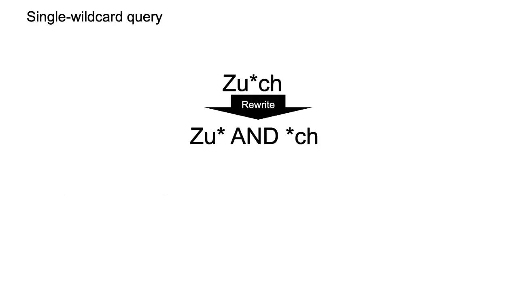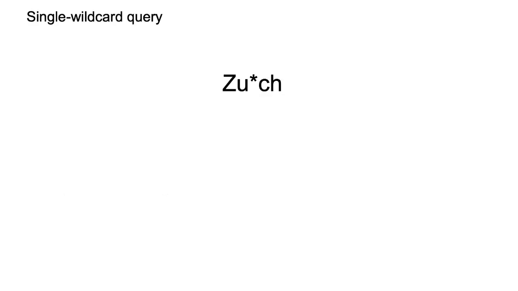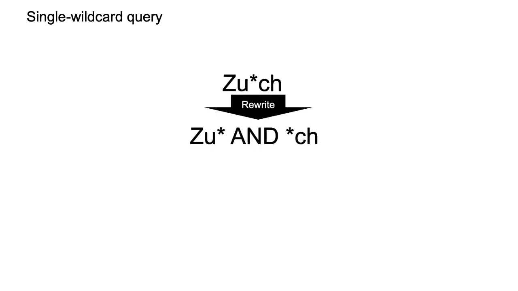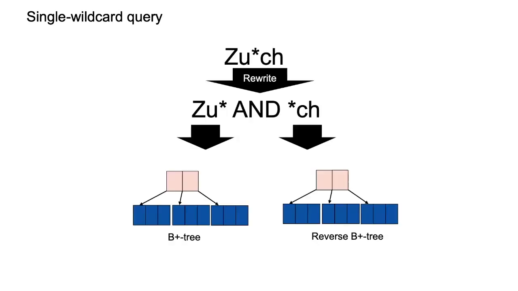Okay. Now, we are almost done with today. We'll finish with the wildcard queries. Let's look at this one. It has a wildcard in the middle. So how can we query that one? Can we rewrite it differently? Like this, right? You could look for ZU star and star CH, like this.